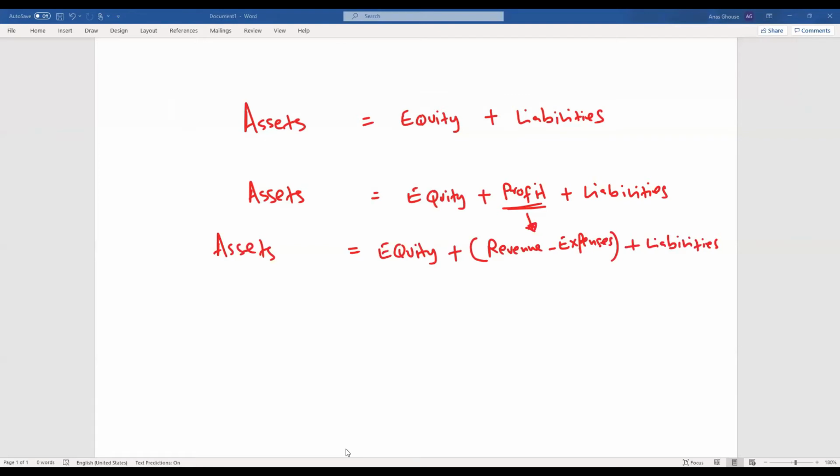So if you simplify this formula further, it will be as follows. Assets equals equity plus revenue, plus into minus will be minus expenses. So I'm simplifying this bracket, plus liabilities.